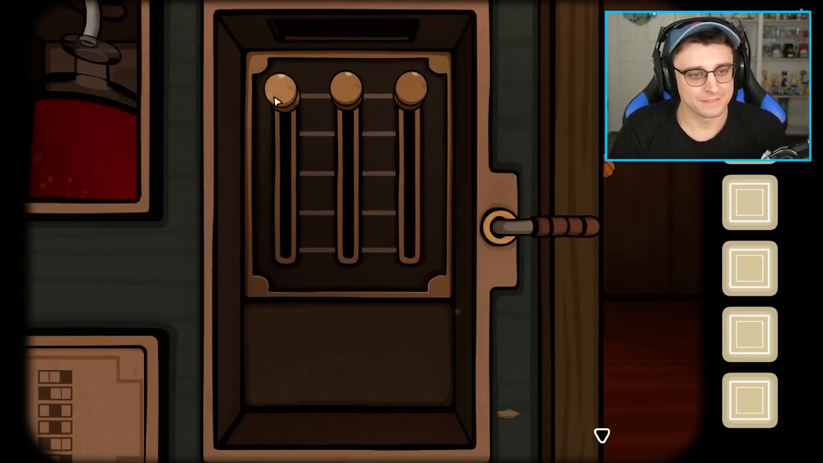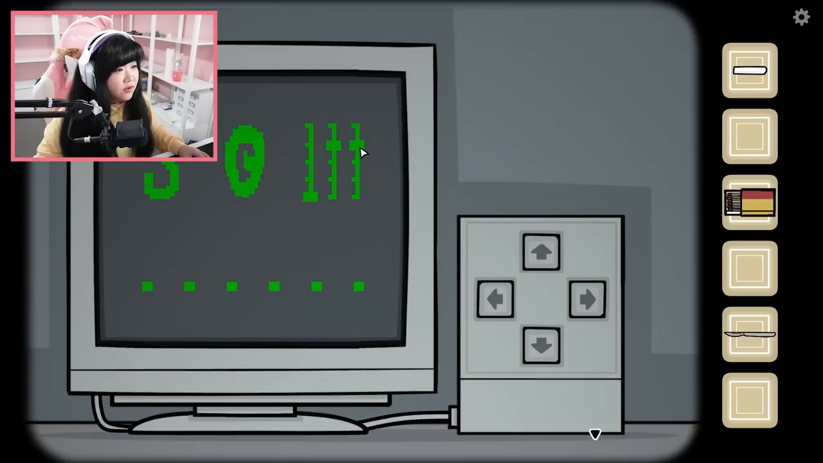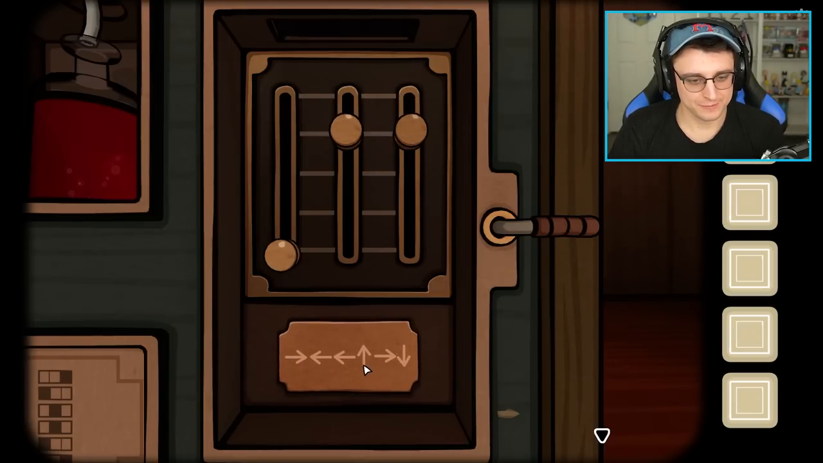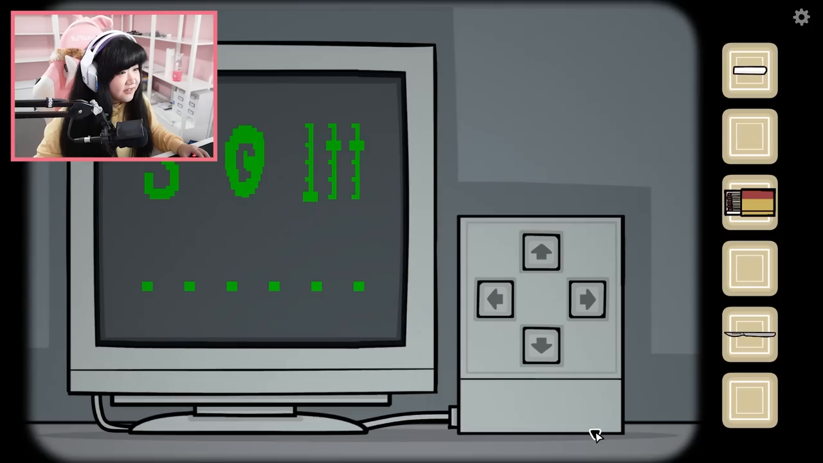All the way to the bottom. Okay, second one? 1, 1. So not on the top, but like the first one down. Oh, gotcha. Okay. All right, you ready? Hold on. I got arrows. You got arrows? Yeah, right, left, left, up, right, down.